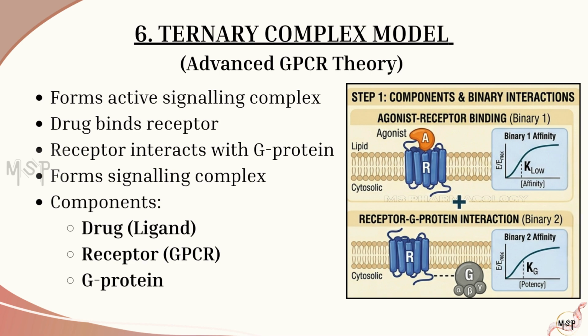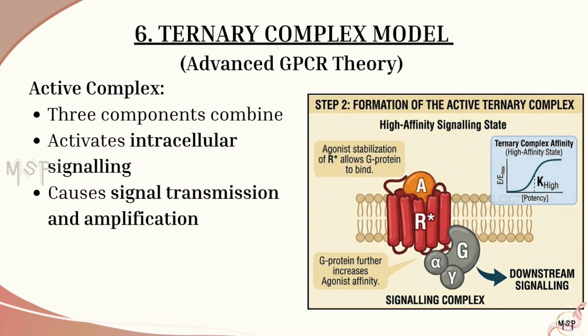This model explains how receptor signaling occurs through the formation of an active complex involving three key components: a drug, or endogenous ligand, a receptor, and a G protein. When a ligand binds to the receptor, it facilitates the interaction between the receptor and the G protein. This leads to the formation of a three-part signaling unit known as the active ternary complex.